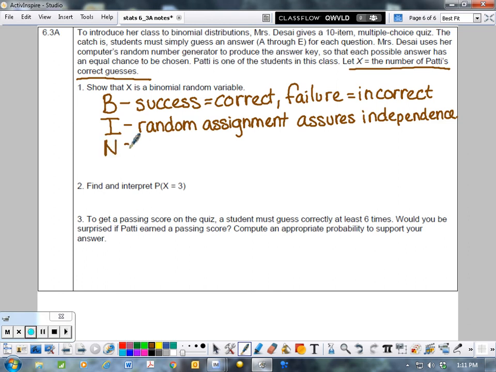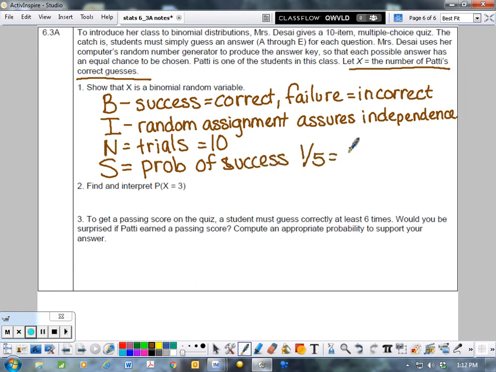N, number of trials. So it's a 10-question quiz. So my trials is 10. S, probability of success. Since I have answers A through E, that is 1, A, B, C, D, E, 5 choices. So the probability of success is 1 out of 5, or 0.2. So now what we're going to do is find and interpret the probability X equals 3. So I could calculate this by hand, but we've got our handy dandy calculator, and since this is X equals 3, this would be a binomial PDF.